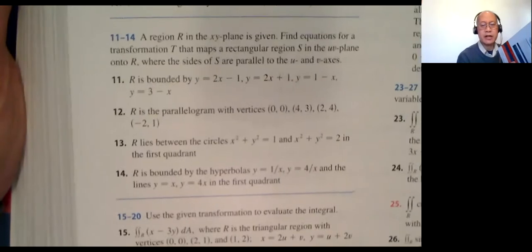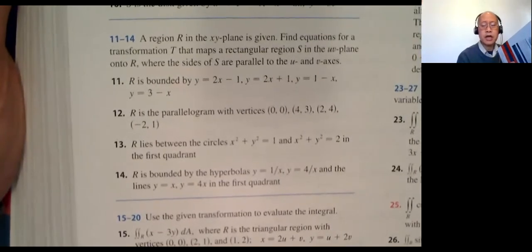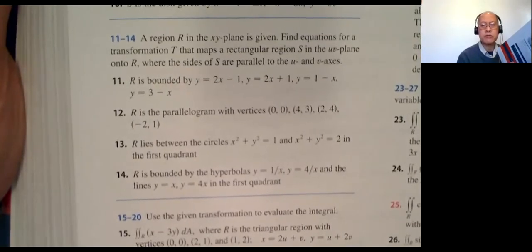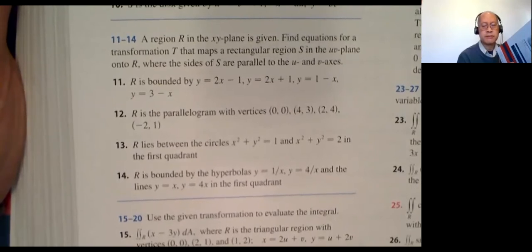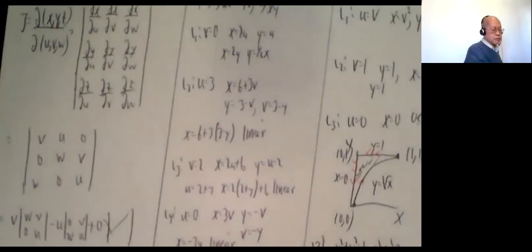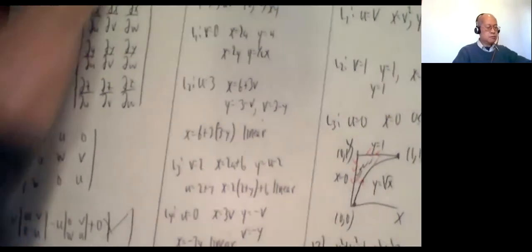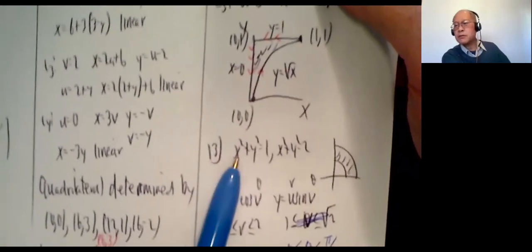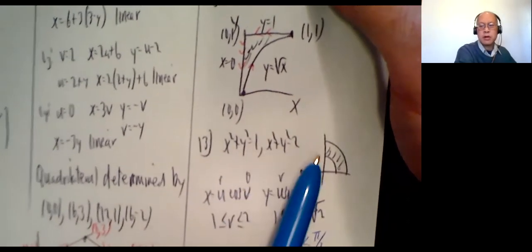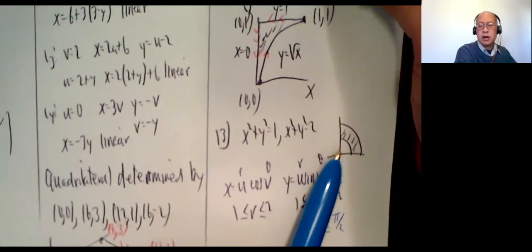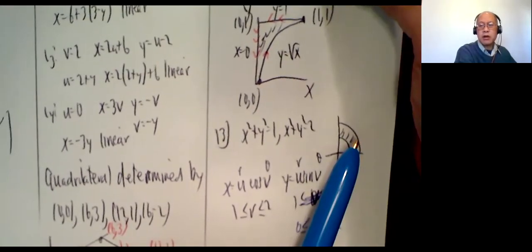Okay, so what do they mean by that? So R lies between the circles x squared plus y squared equals 1, x squared plus y squared equals 2 in the first quadrant. Well, we know how to do that with polar coordinates, right? x squared plus y squared equals 1, x squared plus y squared equals 2. That's that, that's that. So we know that this is r equals 1, r equals radical 2.